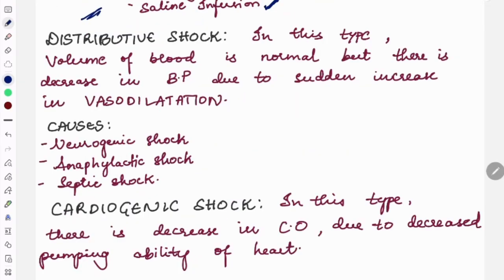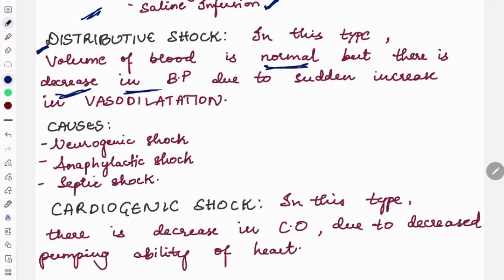The second type of shock is distributive shock. Okay, what is distributive shock? In this type of shock, the blood volume is normal. Unlike the hypovolemic shock that is caused because of decrease in blood volume, it is not like that. In this type of shock, the blood volume is normal, but there is decrease in BP.